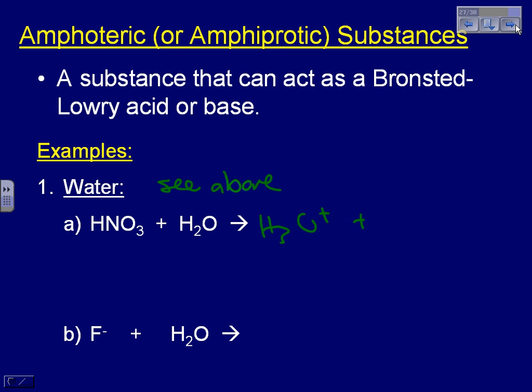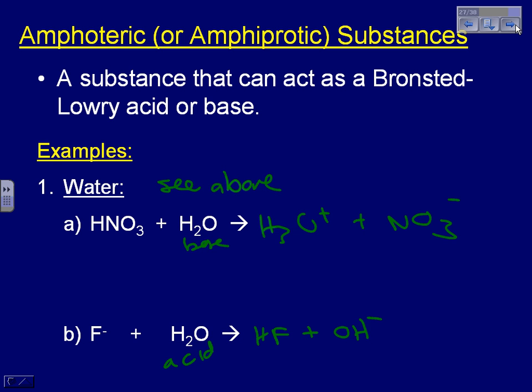H3O plus NO3 minus. There it's acting as the acceptor. So this thing is the base. All right. Here we just saw this reaction earlier on. This would then be HF and OH minus, and there it's acting as the acid. Don't write those examples down. We've got a bunch of examples of water up above being amphoteric or amphiprotic. It can accept or donate.